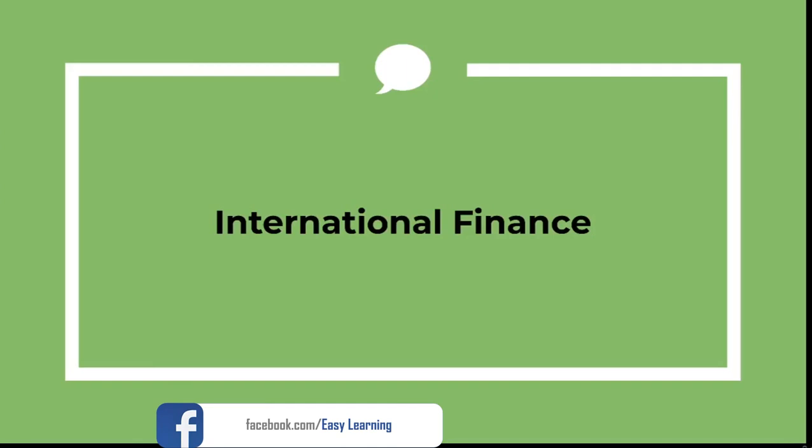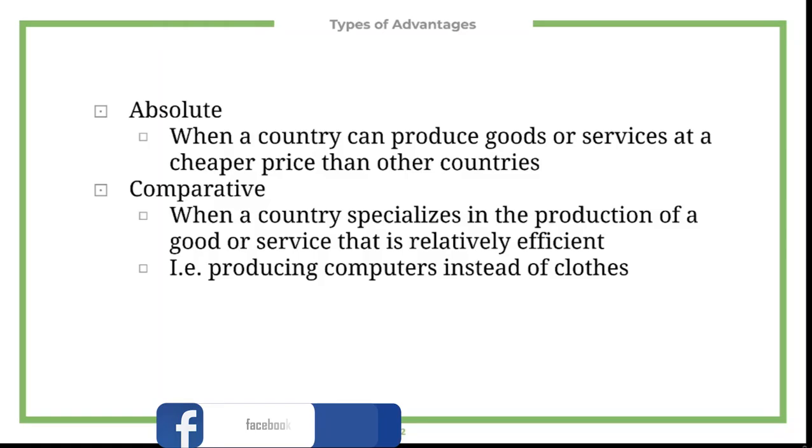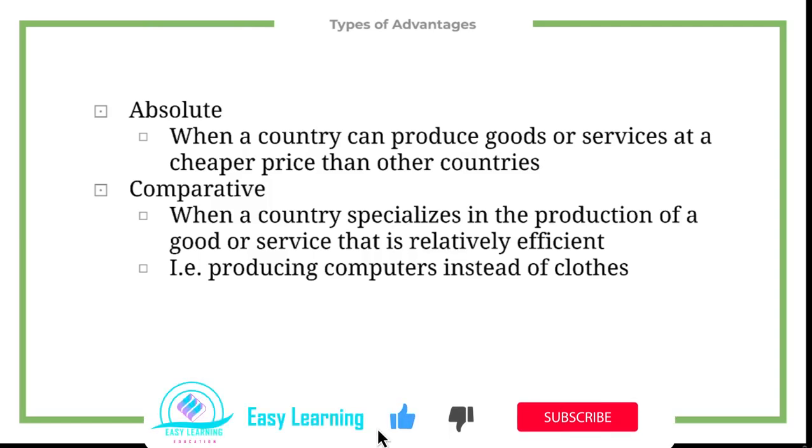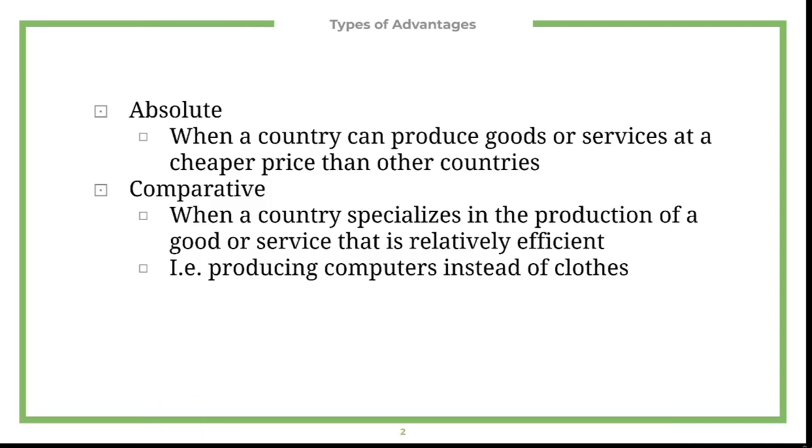In this lecture, we're going to be talking about international finance. So let's talk about the types of advantages that exist. The first kind is called an absolute advantage, and this is basically when a country is able to produce a good or service or set of goods and services at a cheaper price than other countries. So let's say that China wanted to produce silk, and they are able to do so at a cheaper price than every other country in the world. That would put China at an absolute advantage.